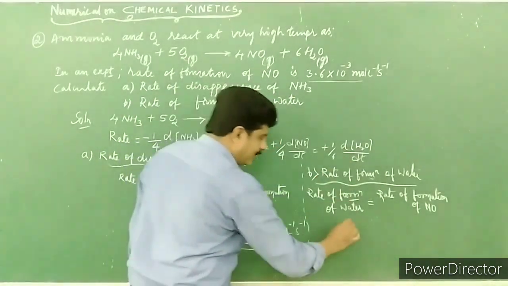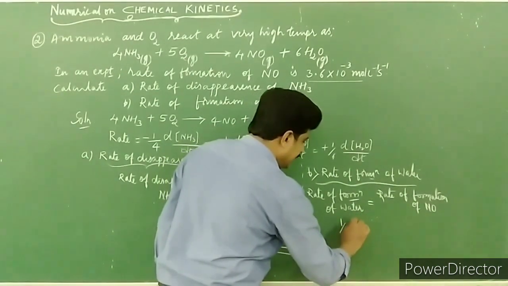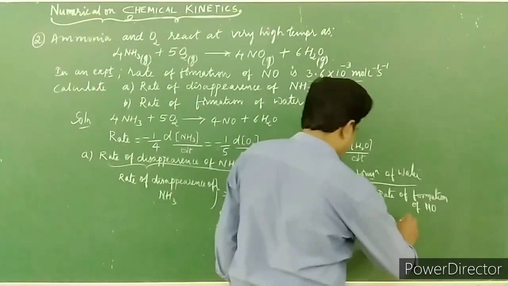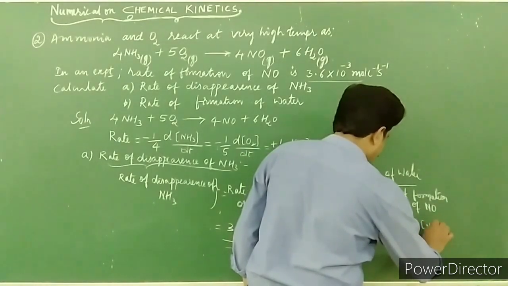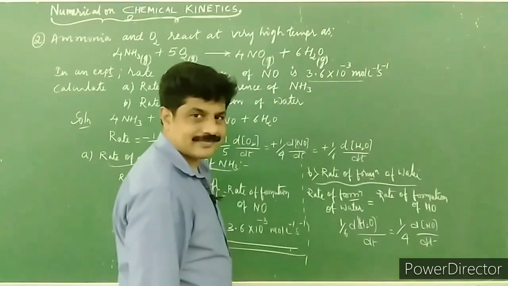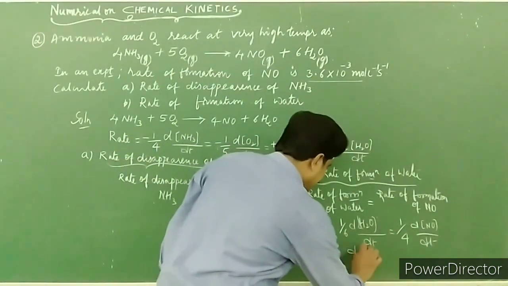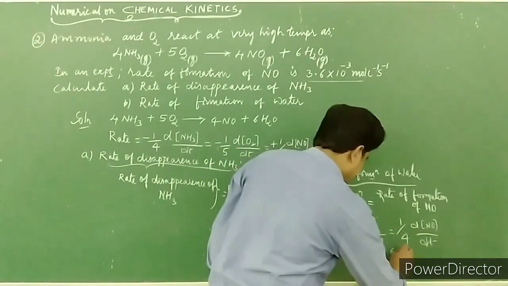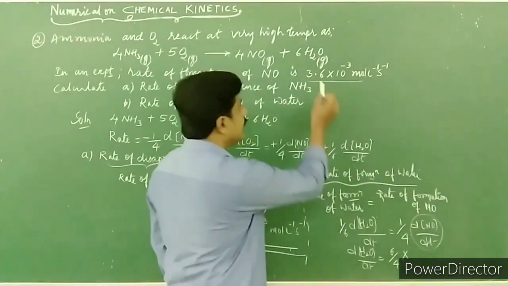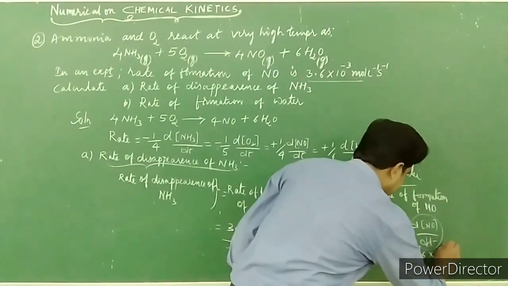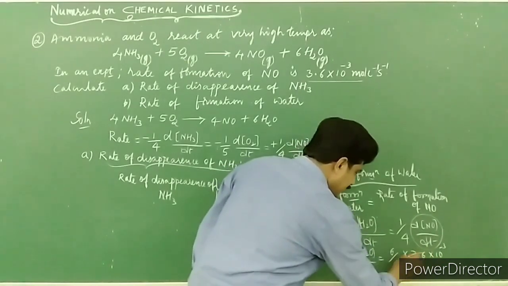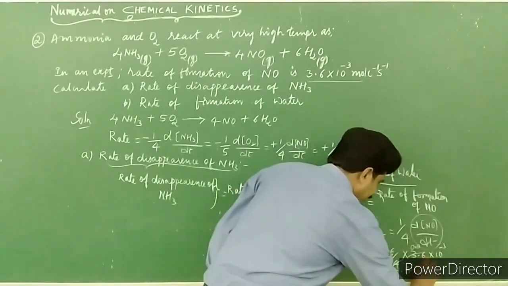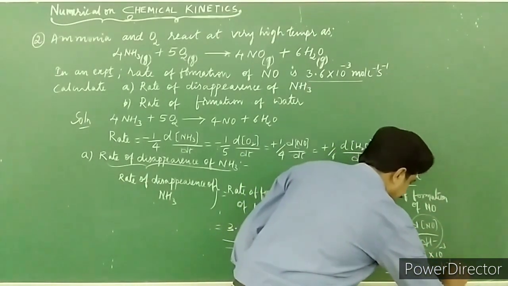Now I know the expression here. What is the expression for this? It is 1 by 6 d molar concentration of H2O upon dt, that is equal to, what I write on the other side, 1 by 4 molar concentration of NO upon dt. Now children, look at here. d H2O upon dt is equal to 6 by 4 into this value, you know this, how much? 3.6 into 10 to the power of minus 3. Look at here, 3.6 by 4 is 0.9, right? That is equal to 5.4 into 10 to the power of minus 3 mole per liter per second.